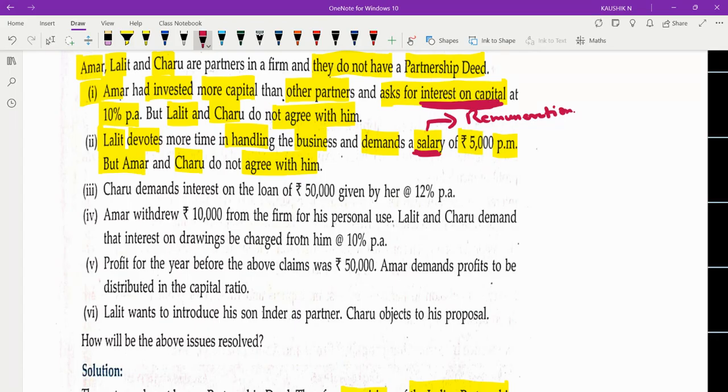Now tell me, the deed is not available. The partner is demanding a remuneration. Will it be acceptable? Will it be allowed? So you will mention very clearly that since there is no partnership deed, according to the provisions of the Indian Partnership Act 1932, the partner Lalit will not be eligible for a remuneration, that is, a salary of rupees 5,000 per month. That will be your answer.